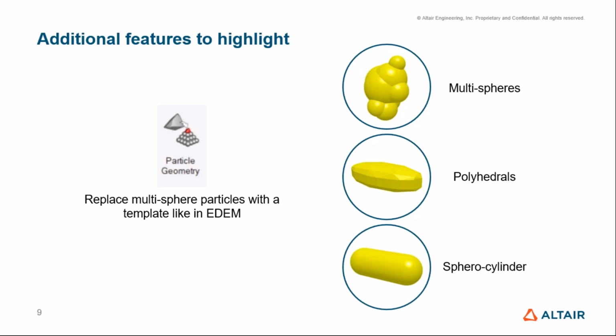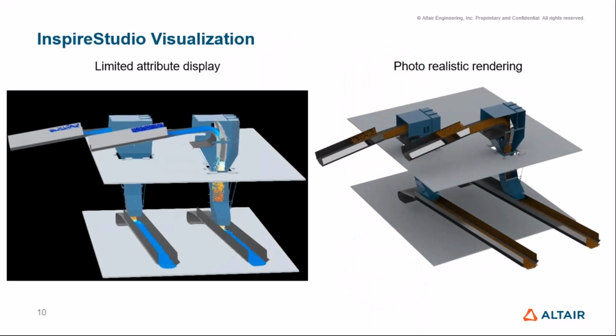So we can run a simulation with multi-spheres. And then when we bring it into Inspire Studio, with that little button that you see over there, particle geometry, we can replace the actual multi-sphere particle with a template so that the visualization just changes to the template for all of them. And we get our render with whatever template we wanted to use, with automatic scaling as well, which is quite nice. So what can you actually get out of Inspire Studio?